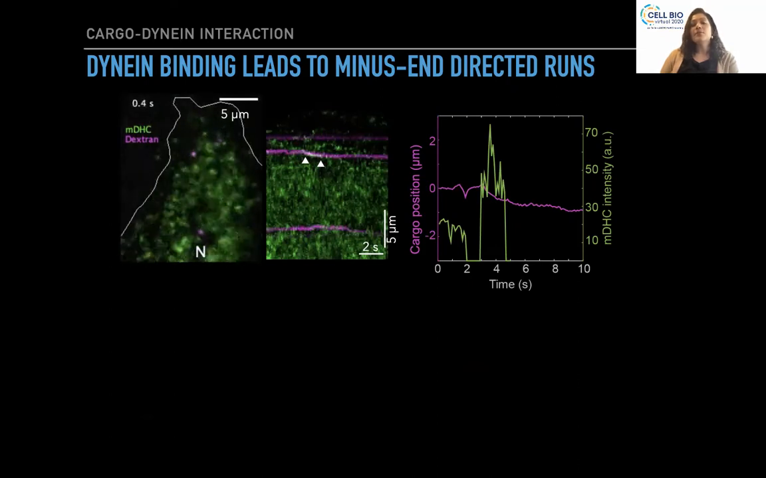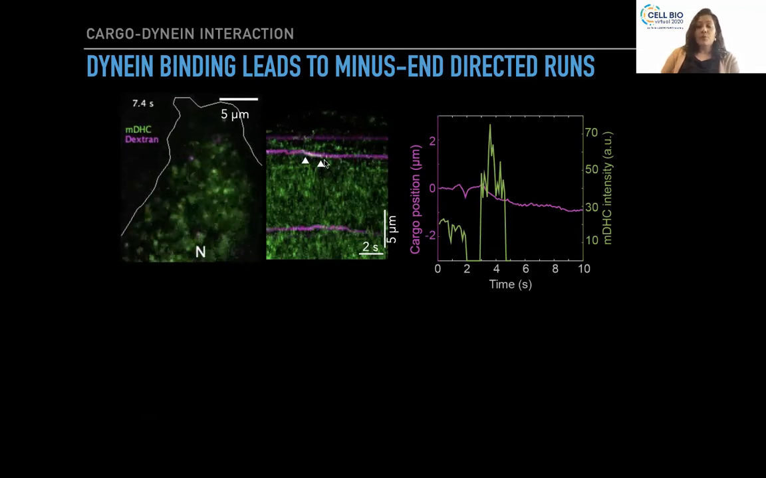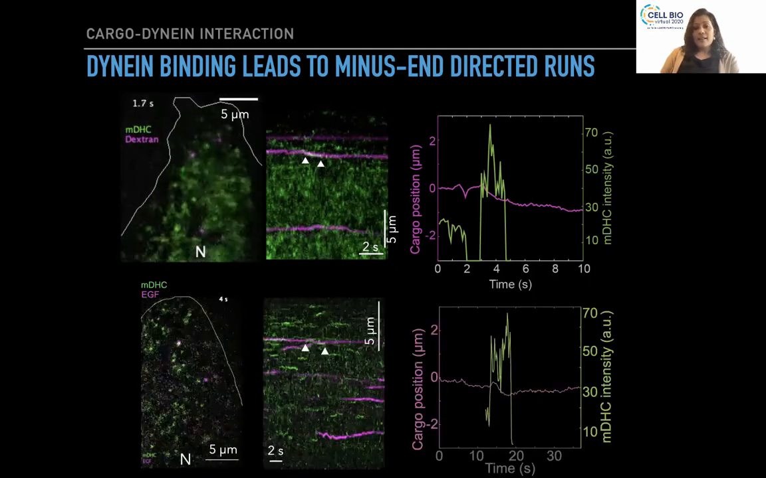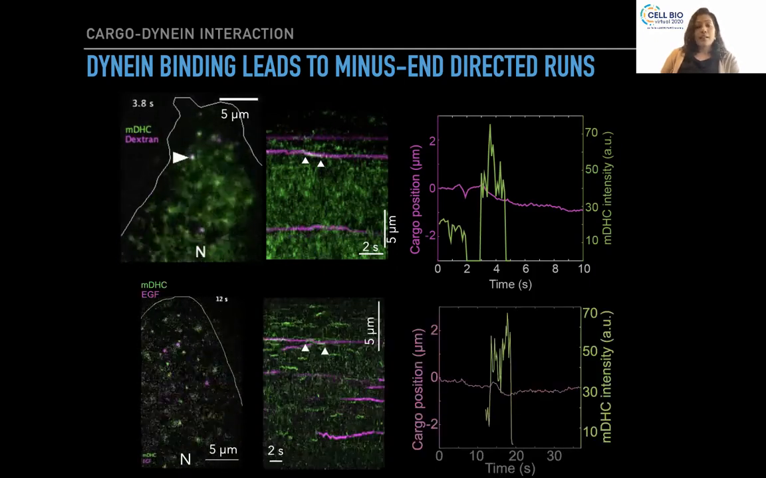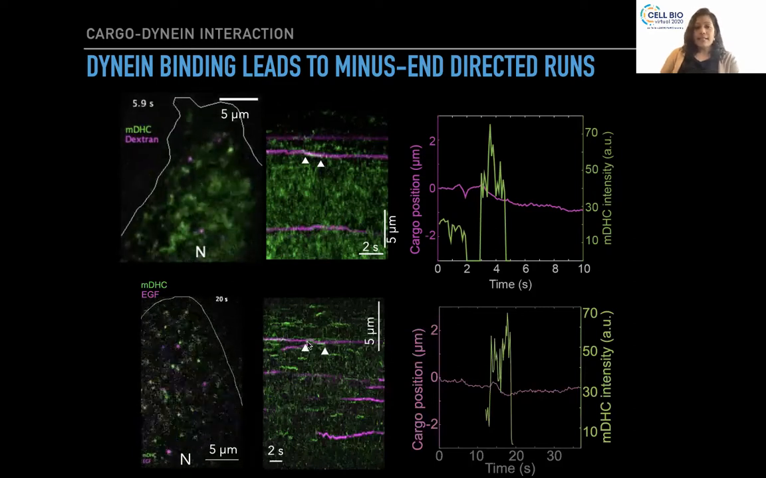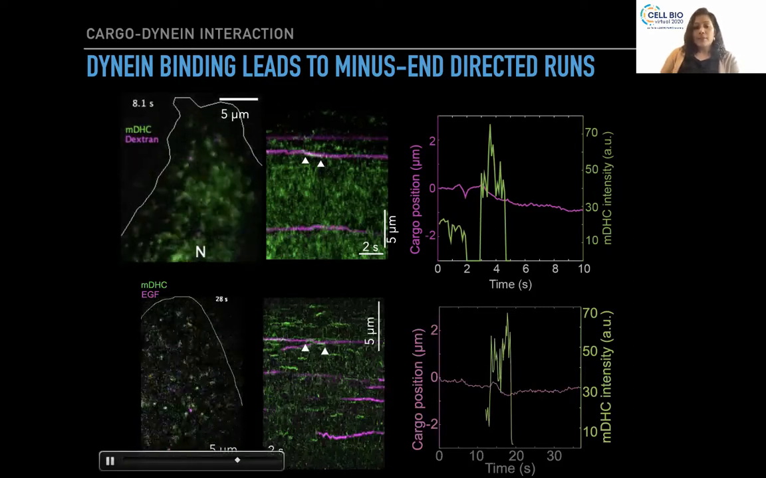But essentially we did 2-color imaging, high-low imaging, wherein we're looking at both the cargo as well as single molecules of dynein. And when we do this, we see instances where the cargo, which is initially stationary, is bound by a single molecule of dynein and moved towards the minus end in a very short run. And this is true with dextran cargo, but also with EGF containing endosomes, as you can see here. You'll see that in the movie as well with the arrowhead.